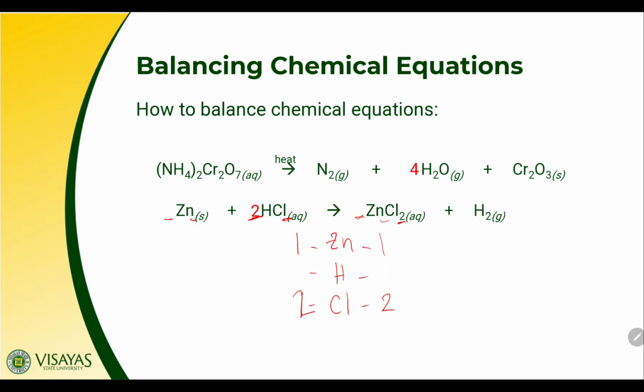Okay. Lastly, we have hydrogen. On the left side of the equation, we have 2 times 1. We have 2 hydrogen atoms. On the right side, we have 2 times 1 in here. So we have 2. Okay? So now we have a balanced chemical equation.